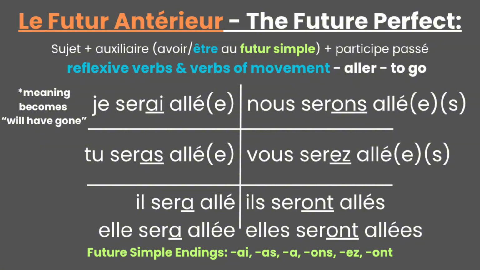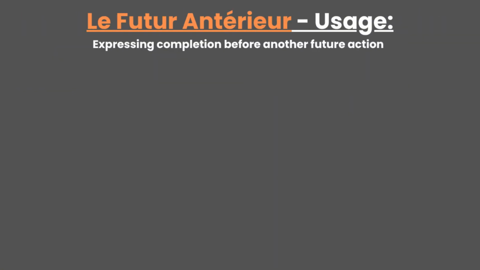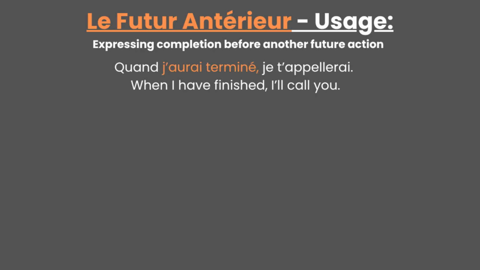In this case, you're seeing new grammatical endings with the participles, because this is a key rule when using être. Past participles must agree in gender and number with the subject. This is how conjugations are formed in the future perfect, but it's important to understand when to use it. The most common use is expressing completion before another future action, like saying, Quand j'aurai terminé, je t'appellerai. The finishing happens before the calling.